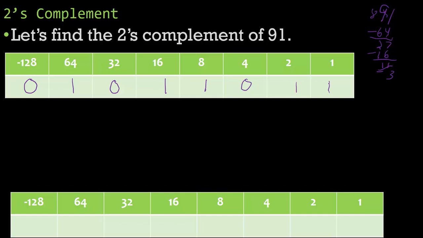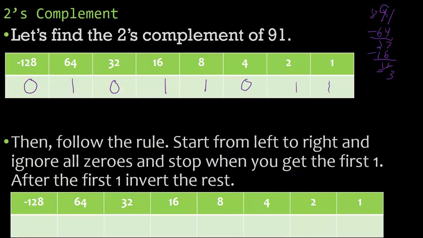I'm going to start from the right, and I'm going to move left, 1 digit at a time. So start from the left, go from left to right, ignore all zeros, stop when you get to the first one. Starting from, this should be right to left, sorry. Starting from right, and you're going to go left. Didn't even copy the rule down correctly, but that's okay. Ignore all zeros, stop when you get to the first one.